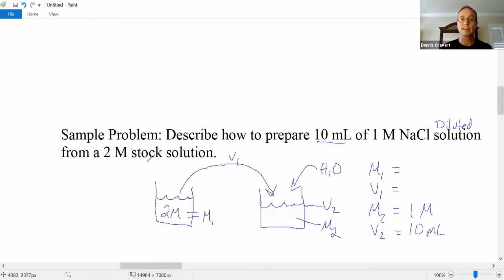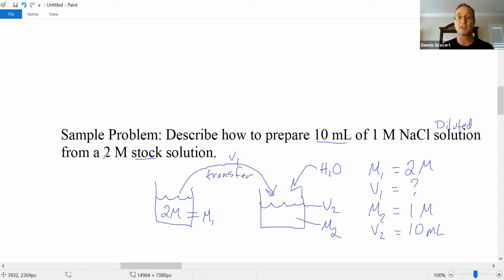Okay, and the stock, that's what you're starting with from the stock room. So 2M is your M1, 2 molar. And what you need to calculate is your volume that you're transferring. Now I picked these numbers so that some of you can just do this in your head. And I thought that'd be helpful just so you know in advance what the answer should be. And we can check our answer after we do the calculation, right?